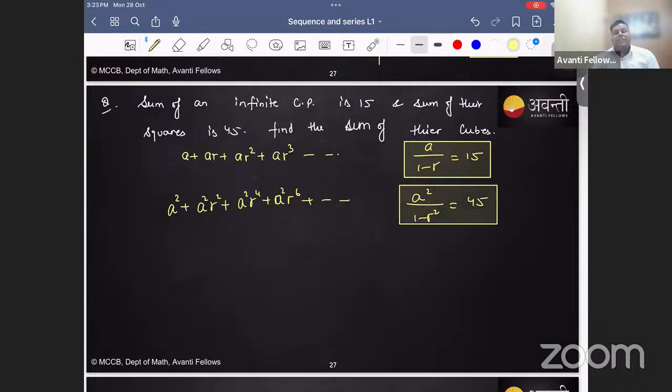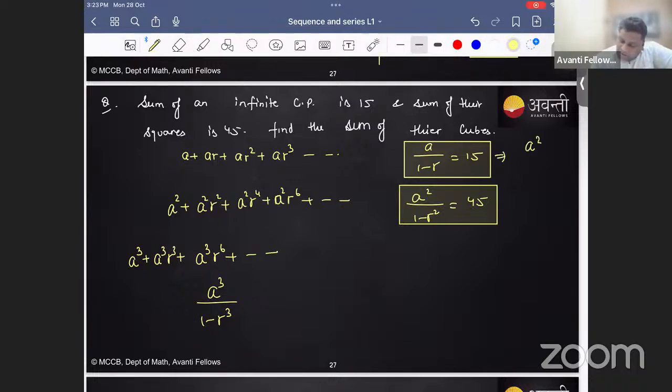Got it? Now using these two equations, you are going to calculate A and R. Am I correct? Using these two equations, you are going to calculate A and R, and then what you have to find? A cube plus A cube R cube, A cube R to the power 6 and so on. That would be A cube upon 1 minus R cube. Now, first of all, how do I solve it? Let's square the first one. A square upon 1 minus R whole square is 15 square.